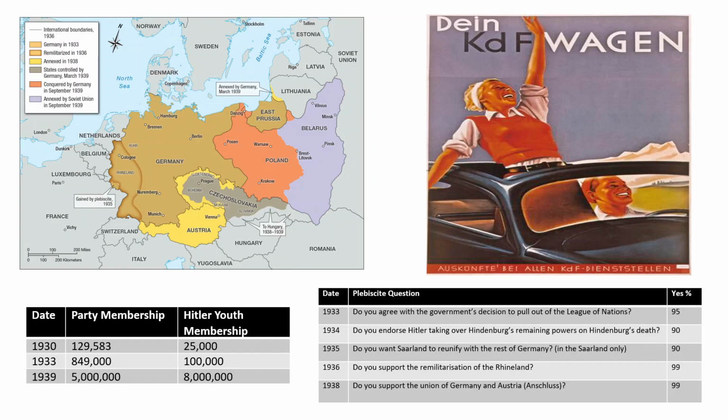But then the other top right image here is the KDF campaign, Strength Through Joy, and this is where lots of people were given free cinema tickets, theatre tickets. They were meant to get free holidays. People were meant to get the Volkswagen, the people's car that's designed in this time period, but many people never actually got this in the end, so it's quite superficial. 8 to 10 million people by 1938 had benefited in some sense from the KDF. But again, the holidays that were advertised and the cars never actually came to fruition. A lot of the things that people got were free theatre tickets.